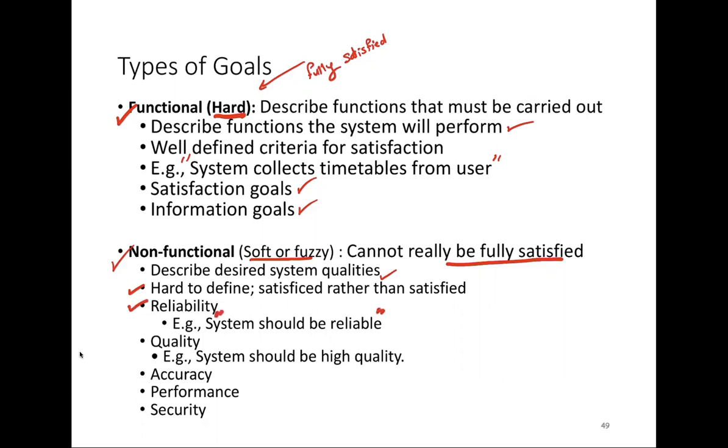What is the definition of reliable? We cannot actually quantify it. The system should be of high quality. What is the definition of quality? We have to find a measure for this. Similar goals could be related to accuracy, performance, and security.